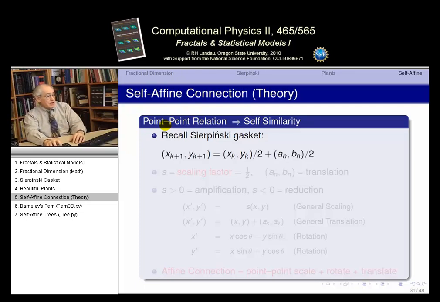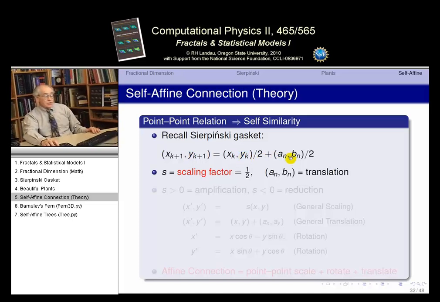Okay? So we can think of the Sierpinski gasket, and this was the rule we followed. We took the new point, xy values, to be the old point divided by 2, plus some distance, the distance here to the vertex, also divided by 2. Okay? So in this case, there was a scaling factor, the factor that multiplies the old values of the points, and that was 1/2 here. And a and b, or a and b over 2, which doesn't matter, is a translation. So the new point is the old point scaled plus a translation.